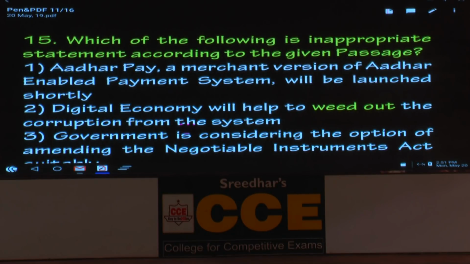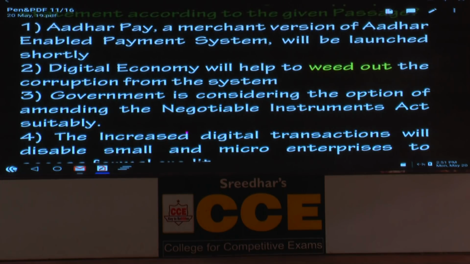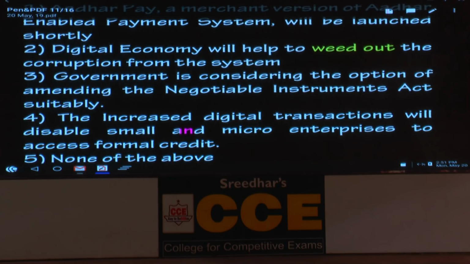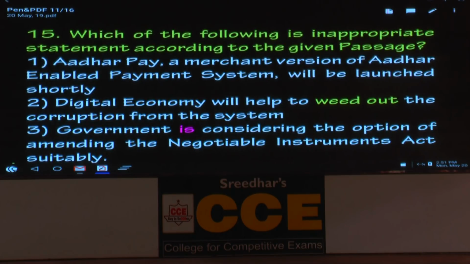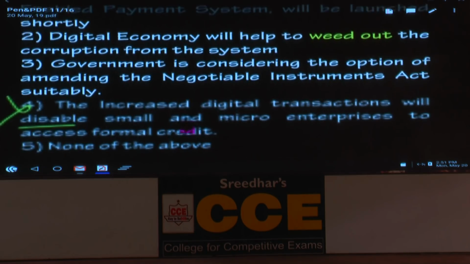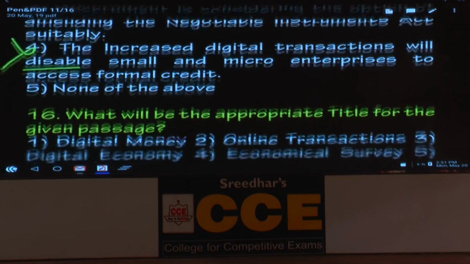Which of the following is an inappropriate statement according to the given passage? Aadhaar Pay, a merchant version of Aadhaar enabled payment system, will be launched shortly. Right or wrong? Digital economy will help to weed out the corruption from the system. Right? Government is considering the option of amending the Negotiable Instruments Act suitably. Right? The increased digital transaction will disable small and micro enterprises to access formal credit. Enable or disable? So what is not correct? Fourth option. Please underline the expression weed out. I think there's a question related to that, so I will not give the meaning now.